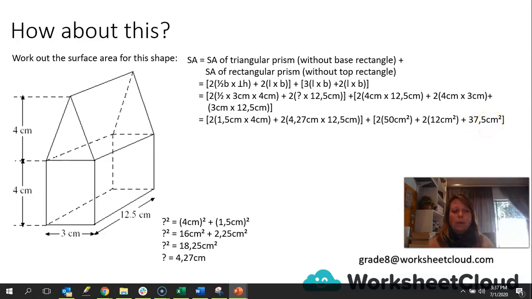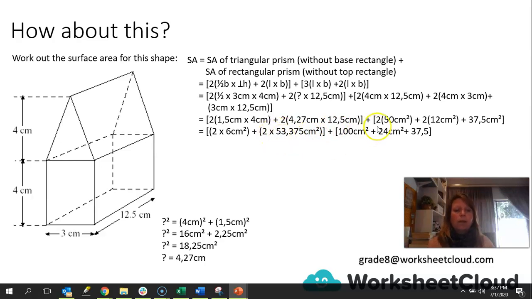Okay, everybody happy with that? Right, so that would be our bottom rectangle of the rectangular prism. So let's carry on working out. We're going to go 1,5 centimeters times 4, going to give me 6 centimeters squared, and we've got to multiply that by 2, because 6 centimeters squared would be our one triangular base. Okay, then we've got to work out 2 of our rectangles, because it's this one and the one on the other side, and that's going to be 4,27 times 12,5 gives me 53,375 centimeters squared.